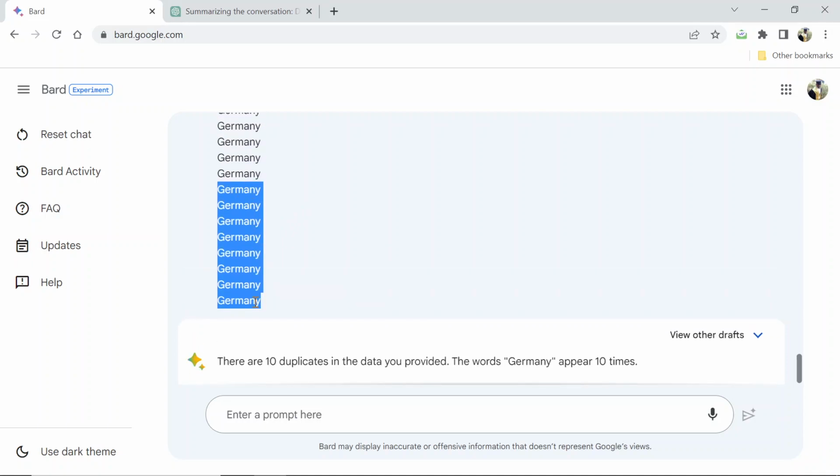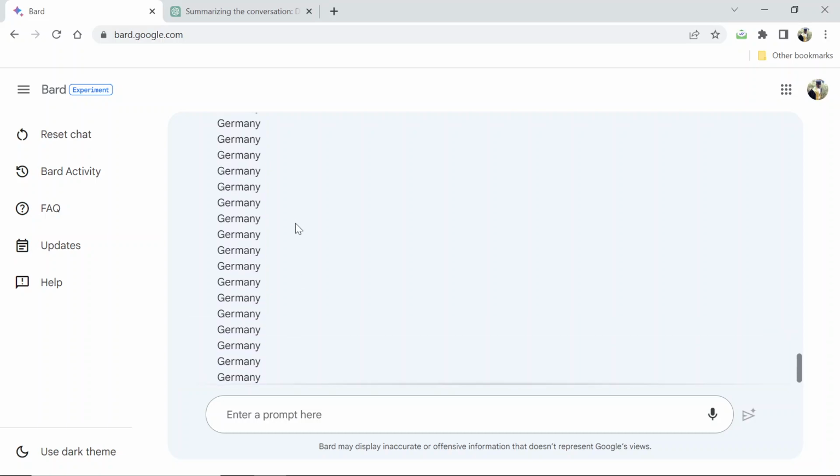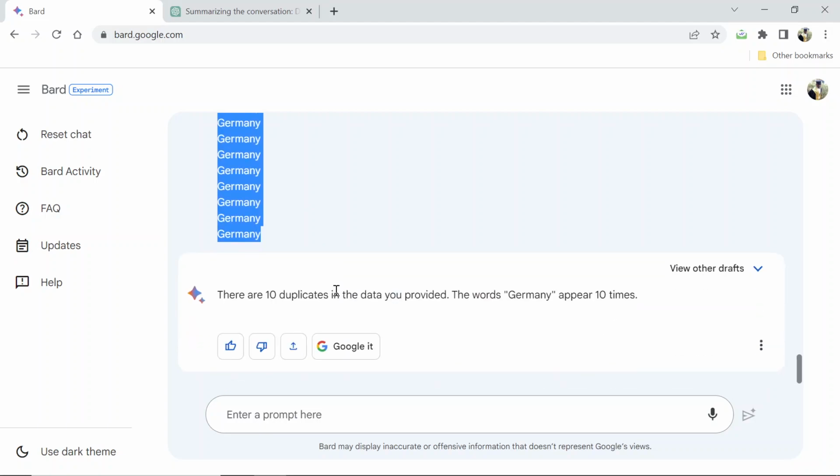This data selected is more than 10. This is more than 10. You see, 3, 6, 9, 12. But it says that I have provided data with 10 duplicates. This is wrong. This is wrong.